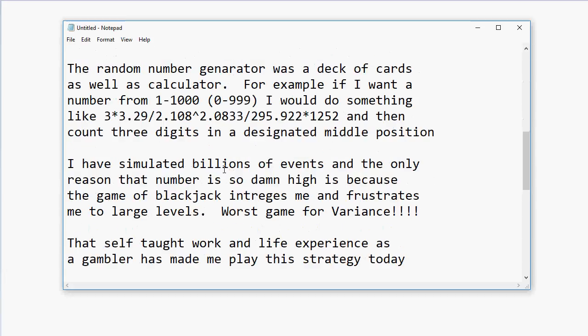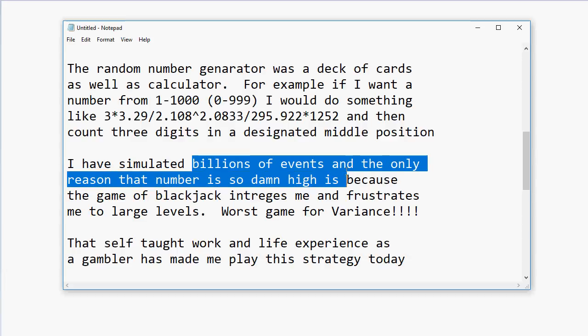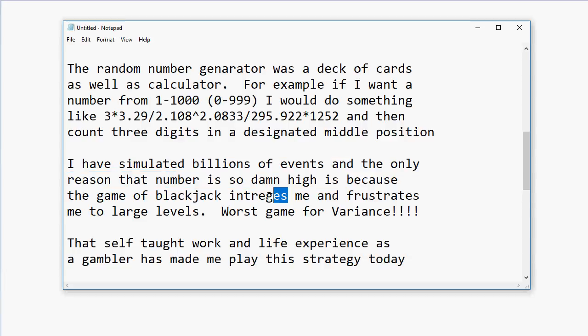And I have simulated billions of events, and the only reason that number is so damn high is because of computers being so damn fast at simulating. But because the game of blackjack intrigues me and frustrates me, I don't even know if I spelled this word right, nor do I care. As this is a game that I have learned through programming that it is the worst game for variance. I don't like it.